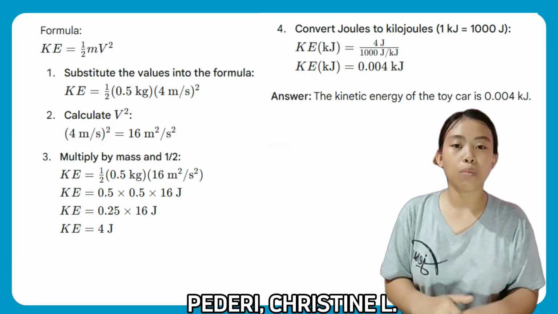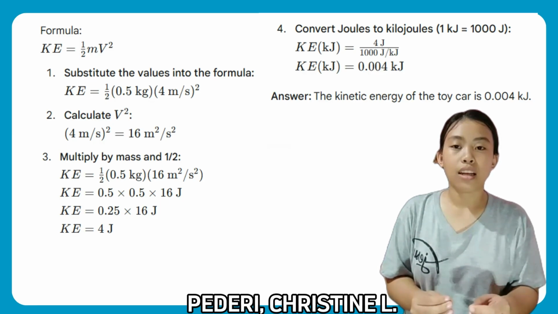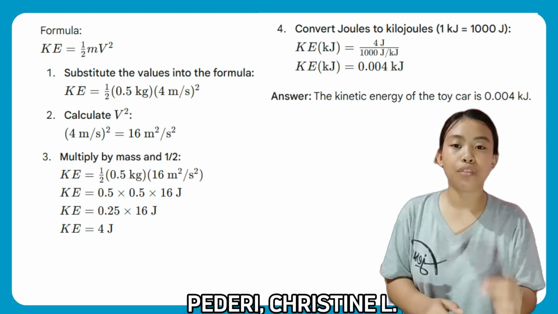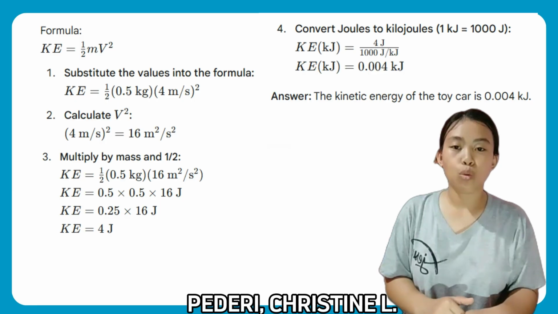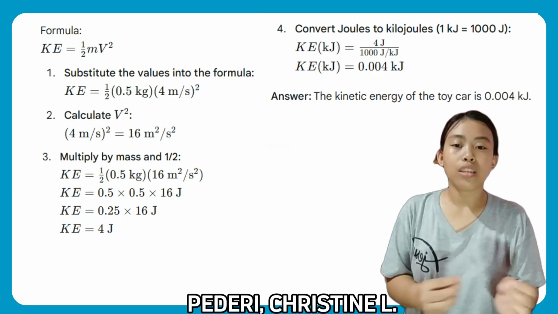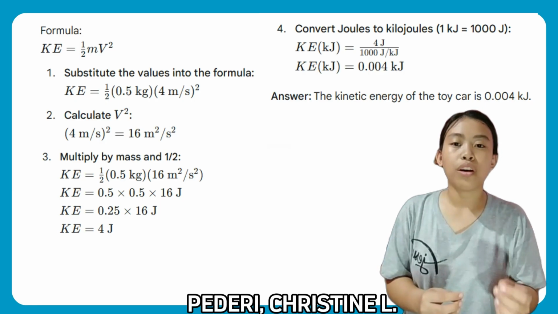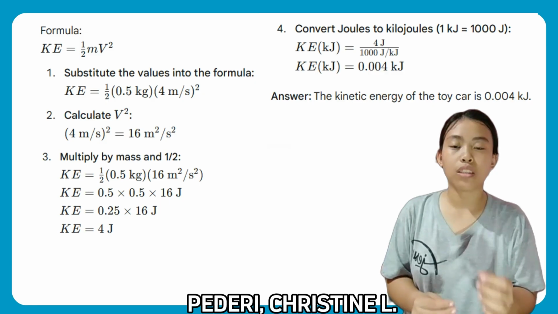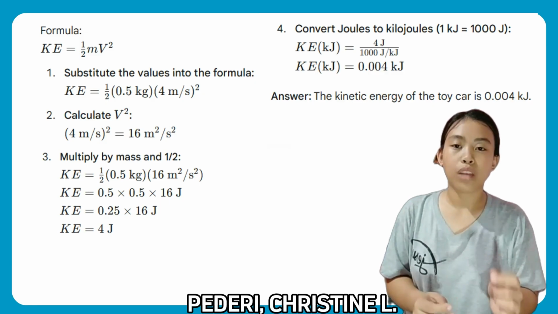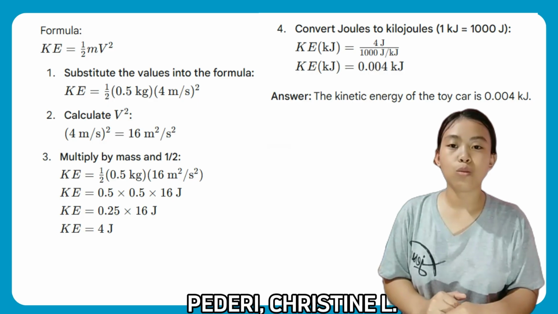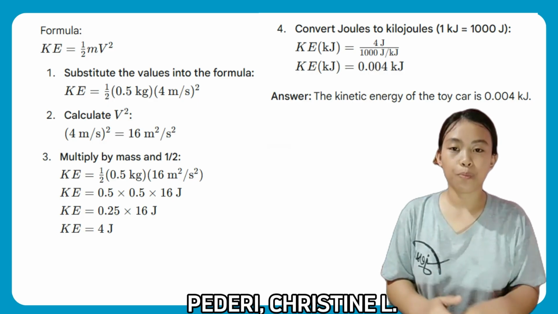Next thing we do is to multiply the mass and the 1/2. So we multiply the 0.5 times 0.5 times 16 joule. So 0.5 times 0.5 equals 0.25 times 16 joule equals to 4 joule.